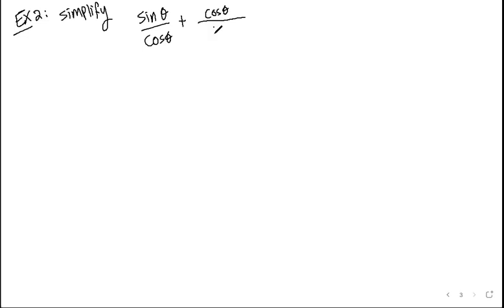Example 2. So the question is: simplify sine theta over cosine theta plus cosine theta over 1 plus sine theta. How can I start for this one? Any idea how to simplify?